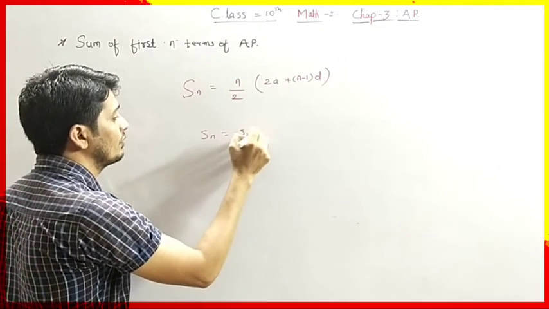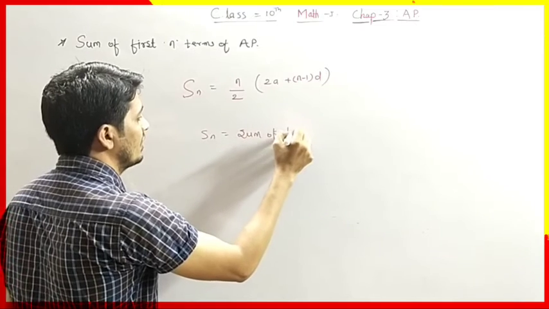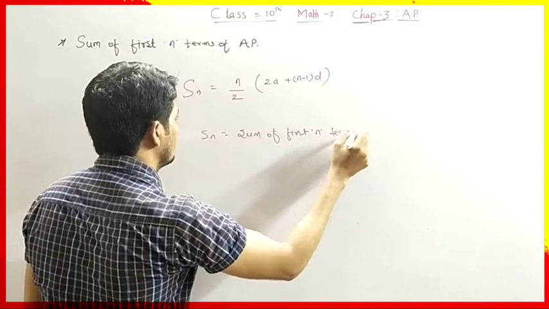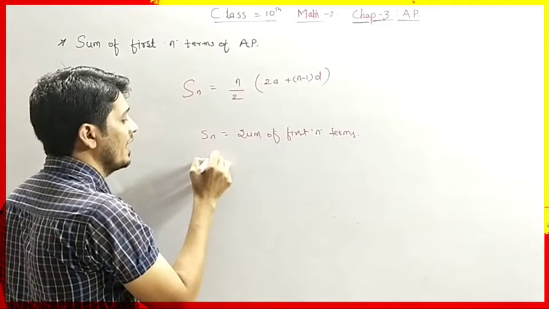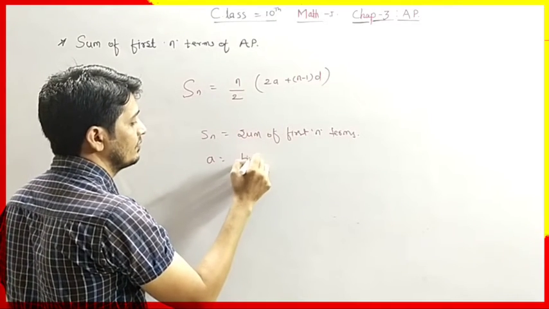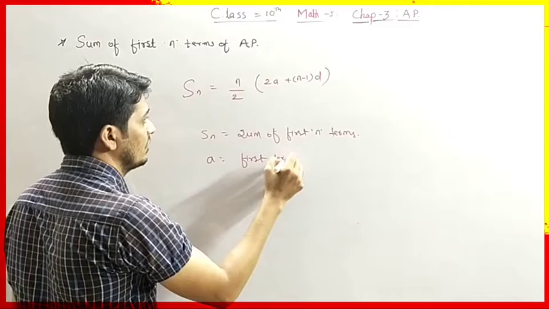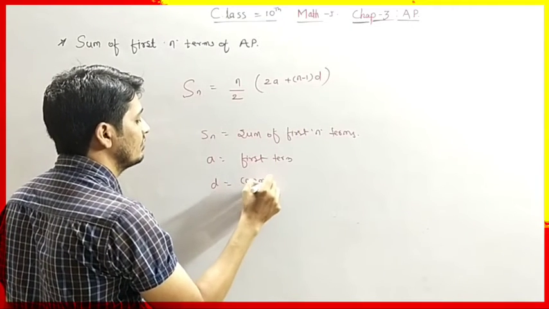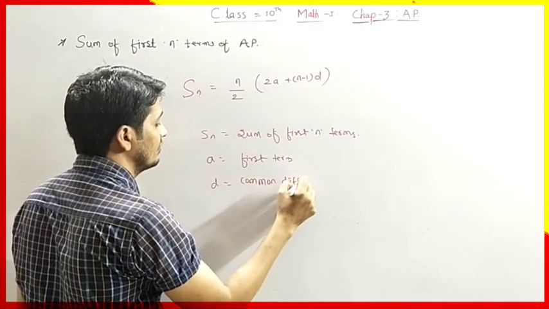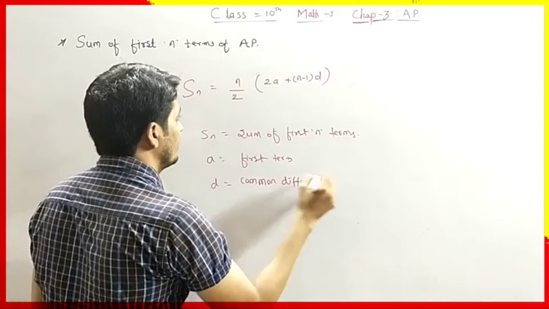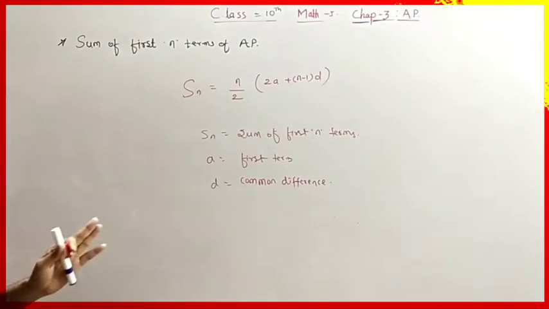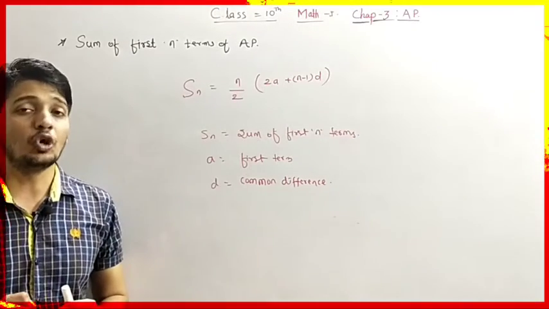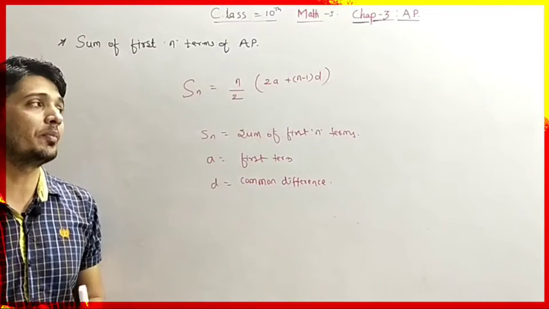is the sum of first n terms, a is the first term, and d is the common difference. Write down this formula because it is very important; on that basis we will solve some solved problems as well as the problems in our practice set.